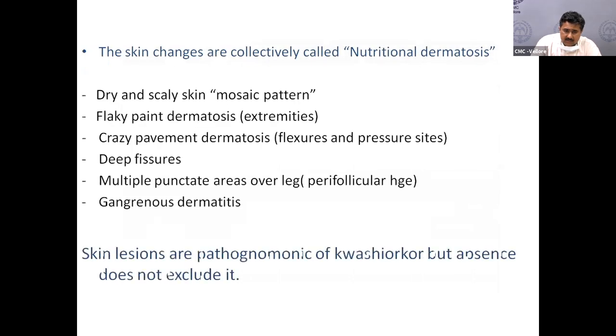Skin changes are collectively called nutritional dermatosis. The named skin lesions are flaky paint dermatosis and crazy pavement dermatosis. They can have deep fissures, dry and scaly skin, mostly in a mosaic pattern. They can have ulcerations and gangrenous dermatitis. Skin lesions are pathognomonic of kwashiorkor, but their absence doesn't exclude it.